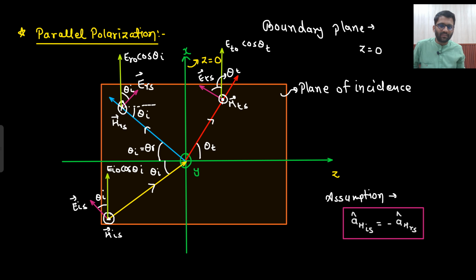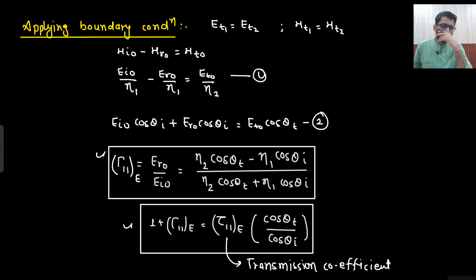For parallel polarization, we saw the conditions. What is our assumption here? The assumption is that the magnetic field is changing its direction. That is the assumption. We are not making any assumption for the electric field. Is that clear to you? Then we saw the formulas for parallel. That means parallel, two lines are not cutting each other. So eta of this guy and angle of this guy. So eta 2 cos theta t minus eta 1 cos theta i, divided by eta 2 cos theta t plus eta 1 cos theta i.